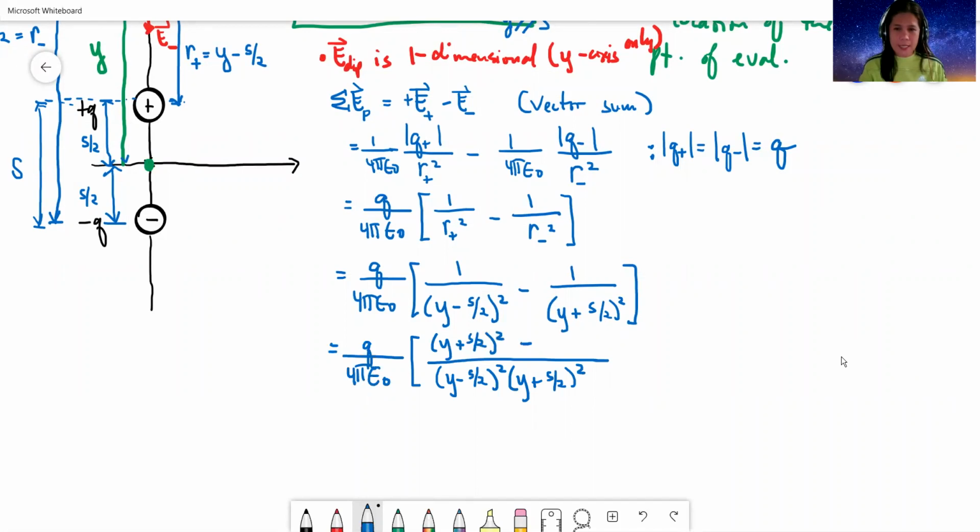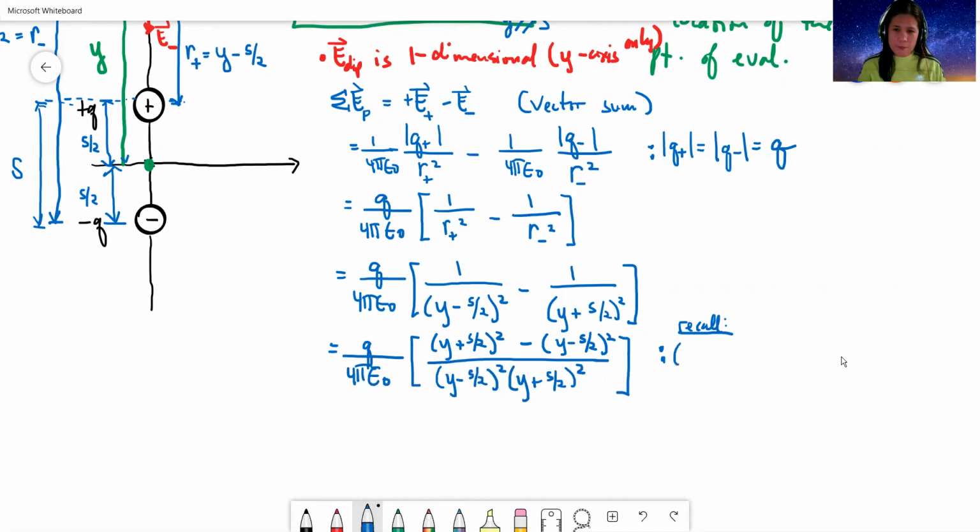Minus, for the other term, the plus cancels, and only y minus s over 2 squared remains. So it's (y - s/2) over the LCD. If you see, there is a special product appearing here. I hope you can see the difference of two squares. If you recall, how do we factor the difference of two squares?